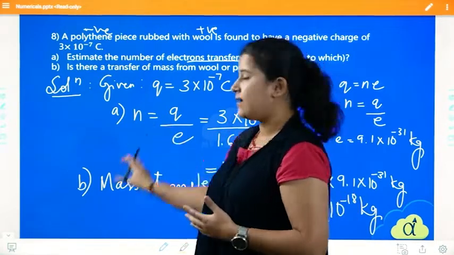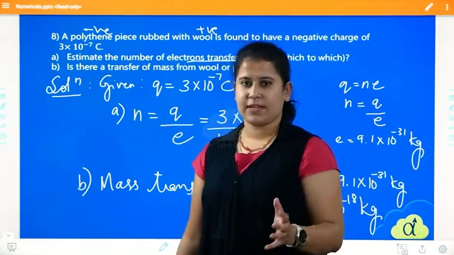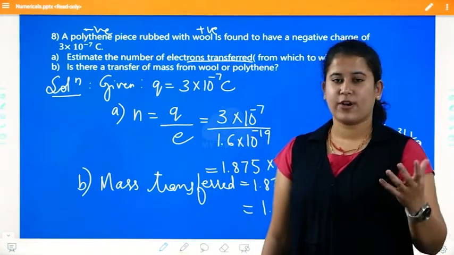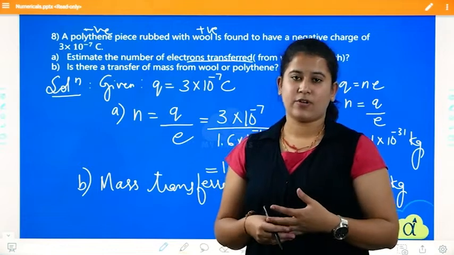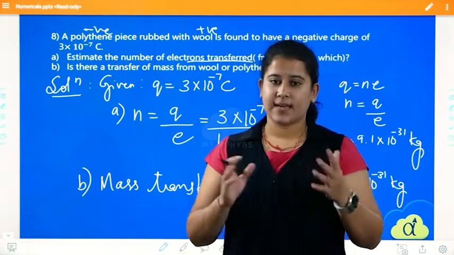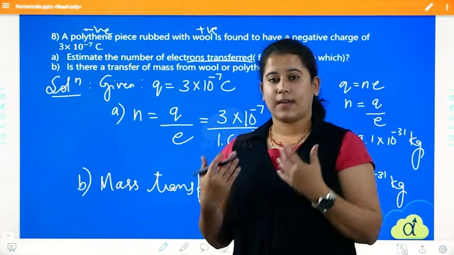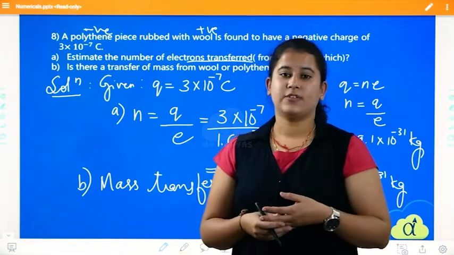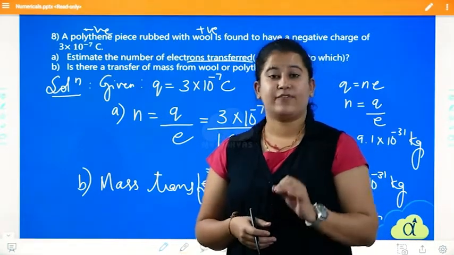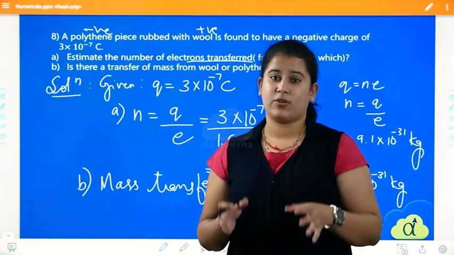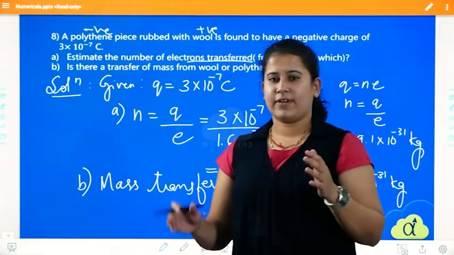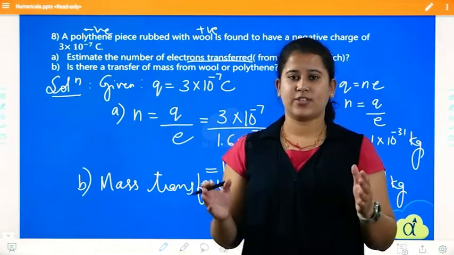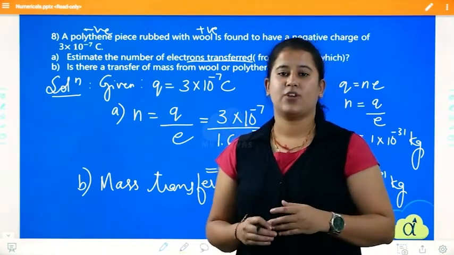So similarly, a problem which is based on charging by friction: first you have to find out how many electrons have been transferred, that is the n number of electrons, and after that how much mass has been transferred. For the number of electrons, you will be using the charge of an electron, and for the mass, you will be using the mass of the electron. Clear? So this much you have to keep in your head. Whenever you see charge and mass, you can just have that glimpse in your head.